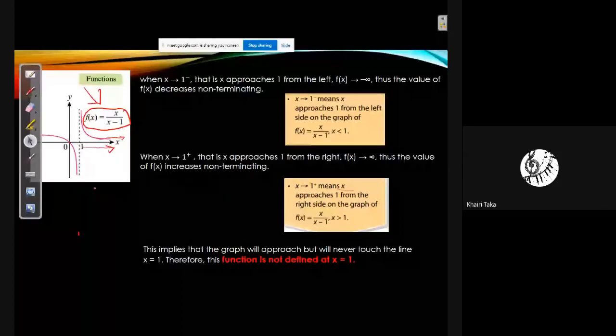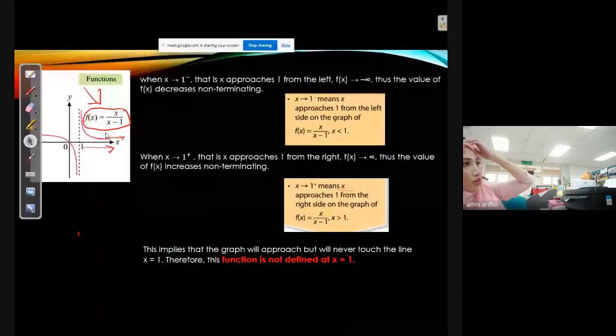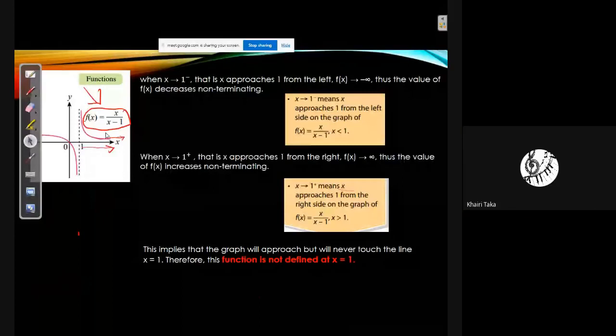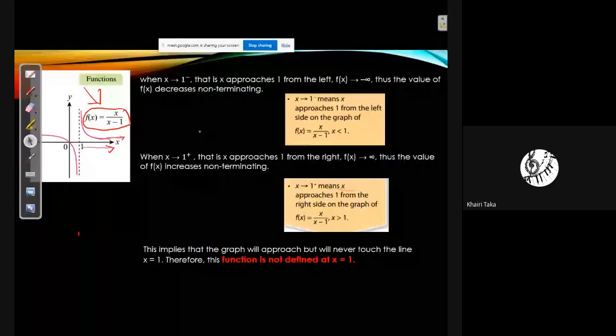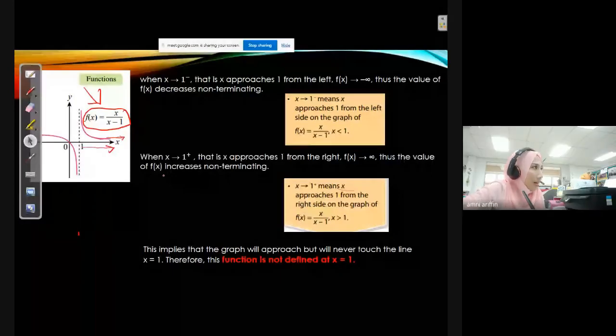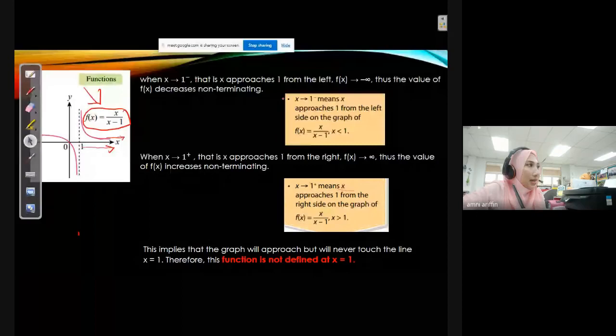I cannot understand this one. Where don't you understand? When it says approach 1 from the left from the f(x). I can't understand this whole page. You need to understand it here, the sentence here. If you look here, it says x approaches 1 from the left. From the left means from the left side of the graph. This is left, this is right. Left side and right side.